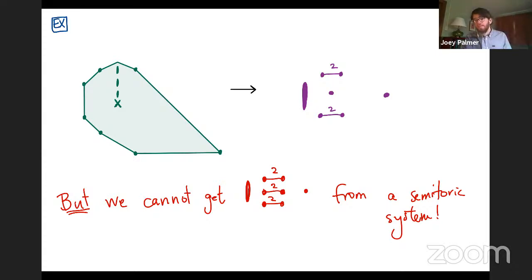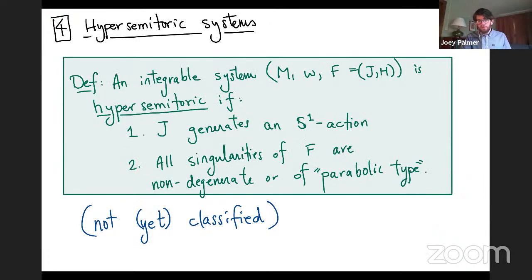And so we're going to generalize this situation further. This is the new definition. An integrable system is called hypersemitoric. Essentially, what we're going to do is take the semitoric definition, but also allow hyperbolic singularities. So J is going to generate an S1 action, as before, and also all singularities of F are non-degenerate. So I'm allowing anything non-degenerate.